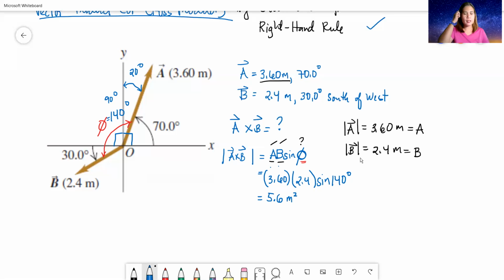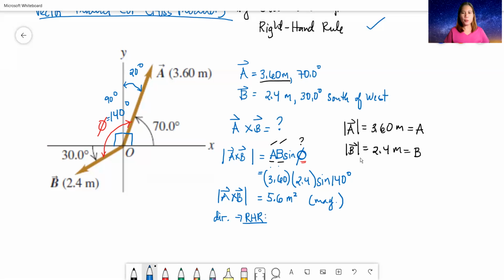So the resulting quantity here is actually an area vector. We will learn more of that later. So I say here that the magnitude of A cross B is 5.6 square meters. So that's the magnitude. But since the result of A cross B is another vector, then we have to determine the direction. So for the direction of A cross B, we will use the right-hand rule.